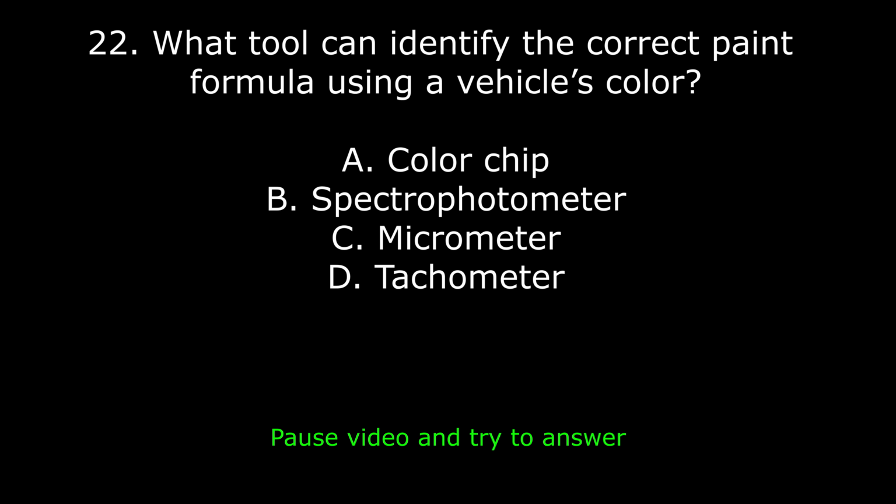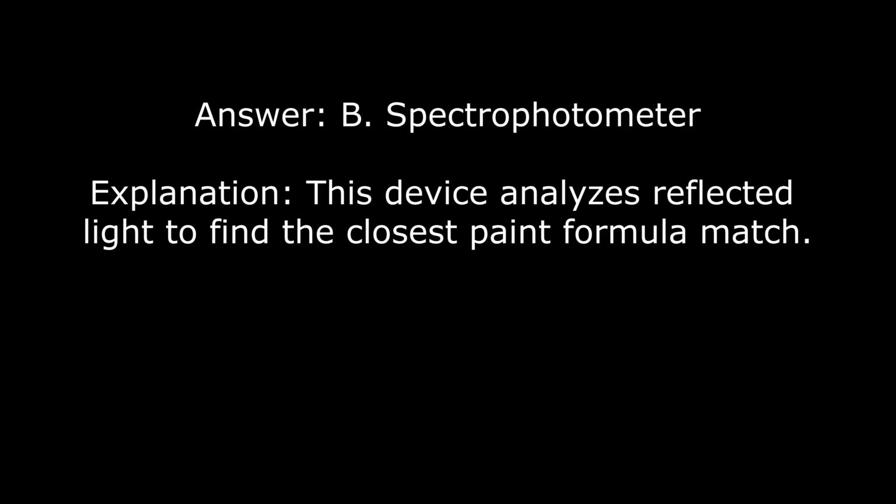22. What tool can identify the correct paint formula using a vehicle's color? A. Color chip. B. Spectrophotometer. C. Micrometer. D. Tachometer. Answer. B. Spectrophotometer. Explanation. This device analyzes reflected light to find the closest paint formula match.